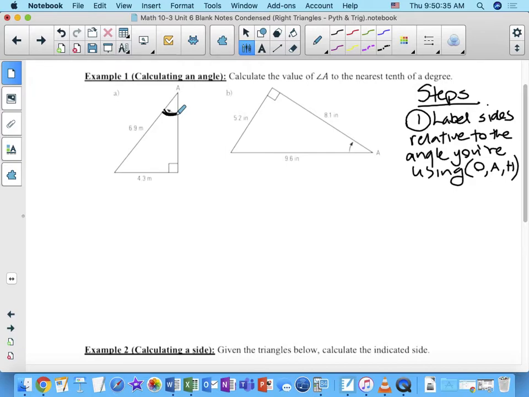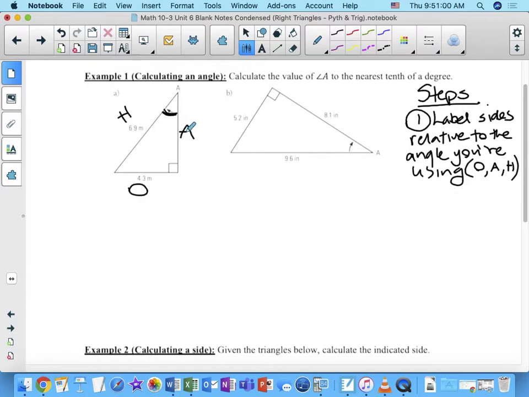Which of these 3 sides is the hypotenuse? 6.9. Yep. Okay. Which side is the opposite side? Yeah, so opposite, what I can suggest you do is go to the angle, go across. That's the opposite side. And then the one beside it is the adjacent side.